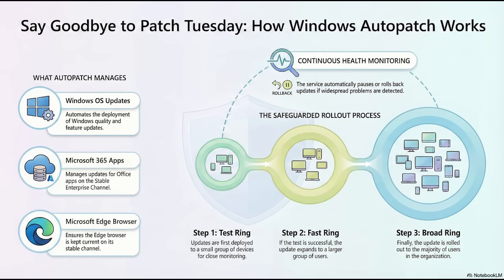The second piece is Enterprise State Roaming, or ESR. This handles all the modern personalization settings, your themes, your Edge favorites, app preferences. It makes sure the user's look and feel persists, which completes the illusion that they are still on the same dedicated machine. And that seamless data persistence must support the recovery strategy too.